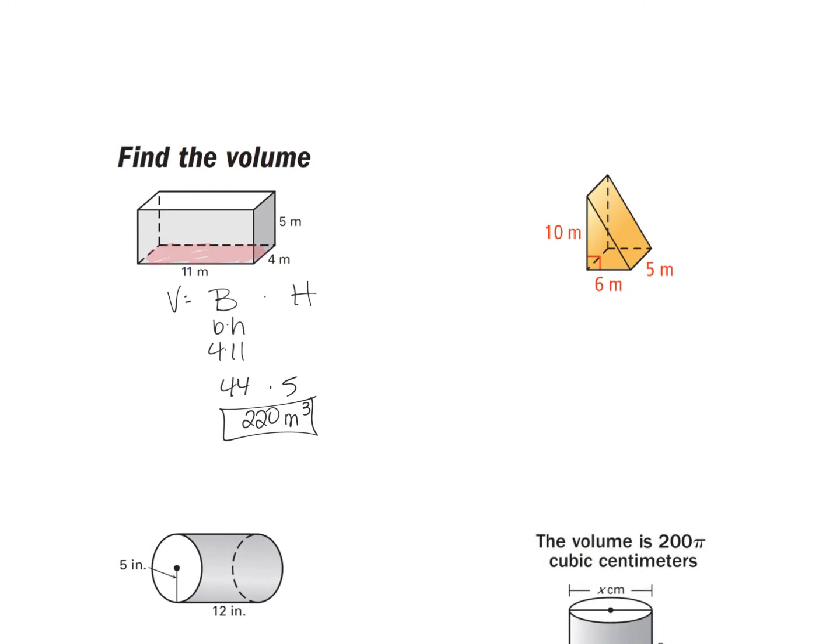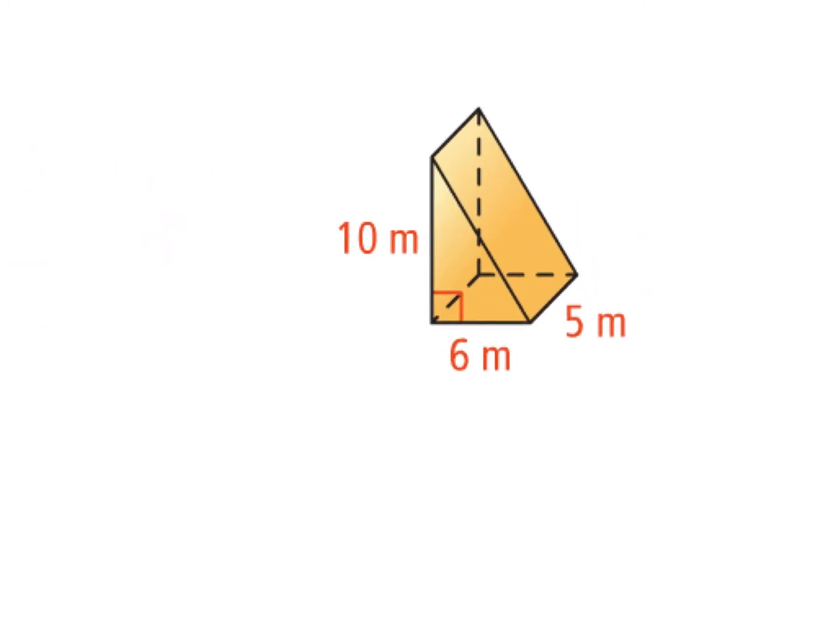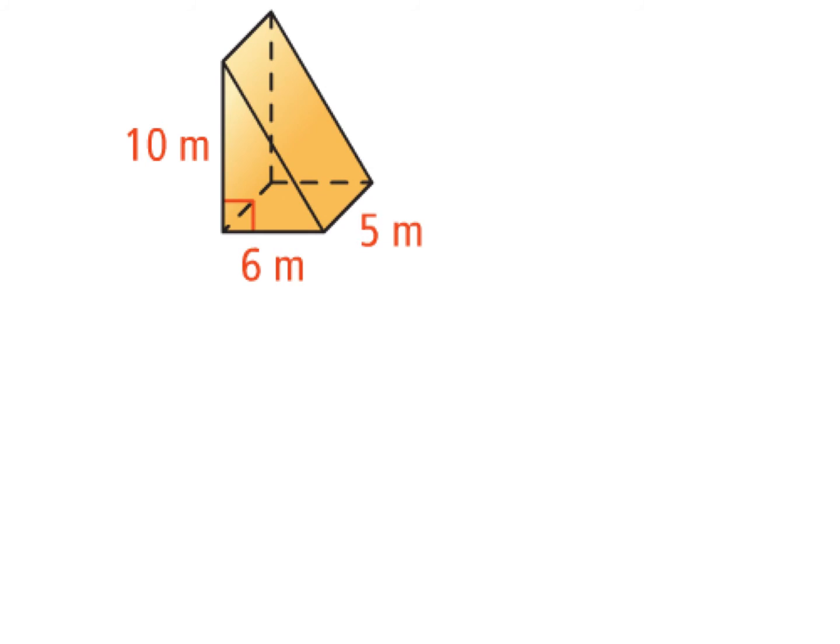Alrighty, next one. What is the base of this? Well, this is not a rectangular prism, so you don't get to pick your base. You have to go with what type of prism it is. In this case, it is a triangular prism again. So the base is going to be a triangle. The formula for the triangle is 1/2 base times height.